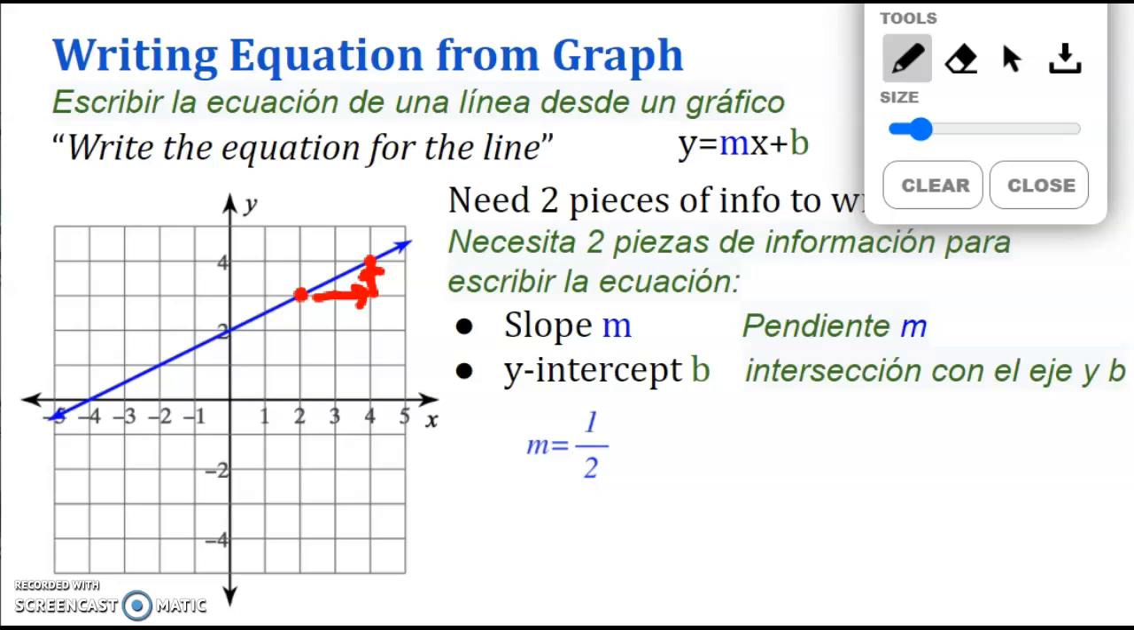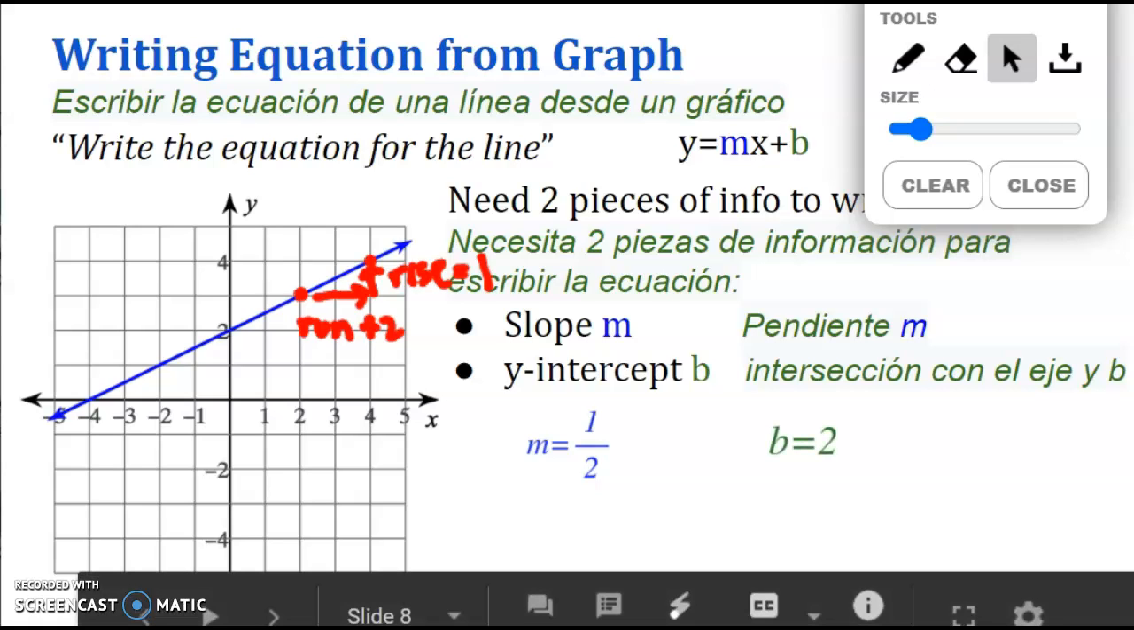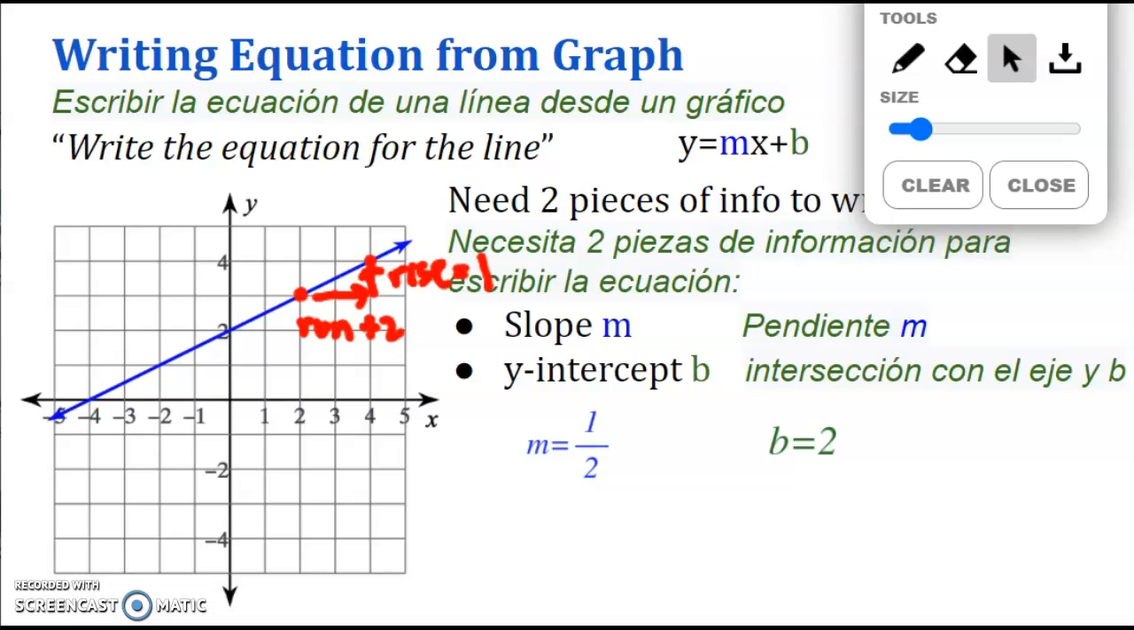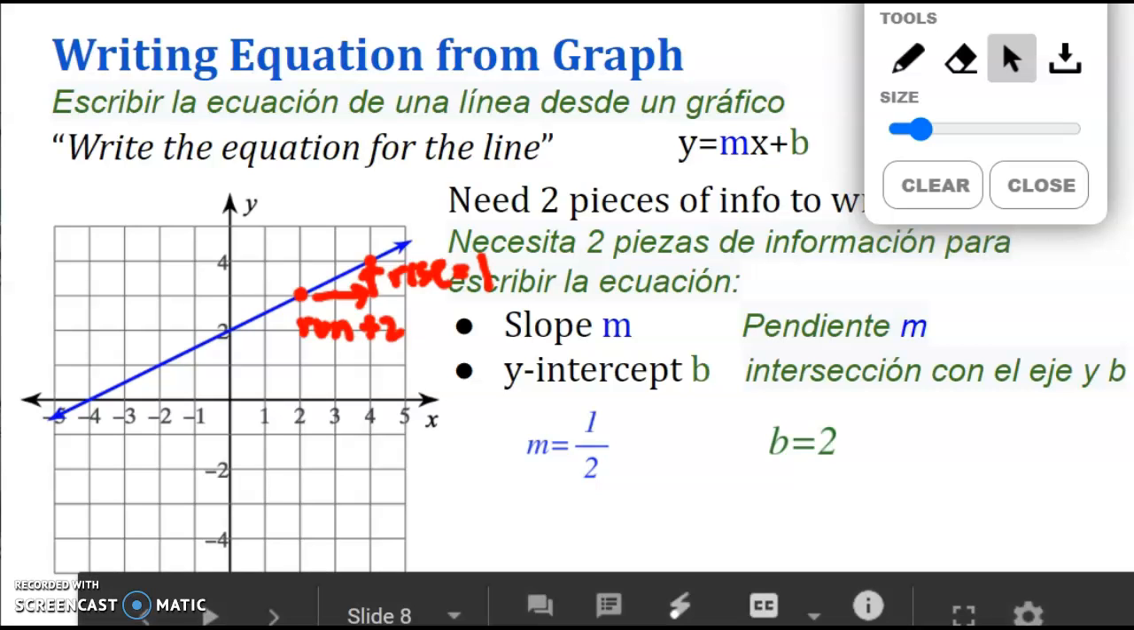And I know that delta y, the change of rise, is positive 1 because it's going up, and run is positive 2 because it's going to the right. So slope is always rise over run, so that's going to be 1 over 2. And then what about the y-intercept? The graph is crossing the y-axis at 2. So b is 2. Putting that together, the equation is y is equal to half x plus 2.